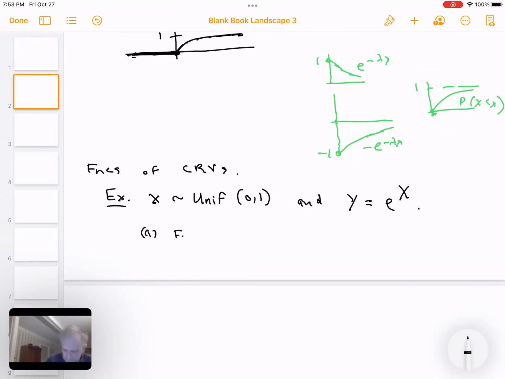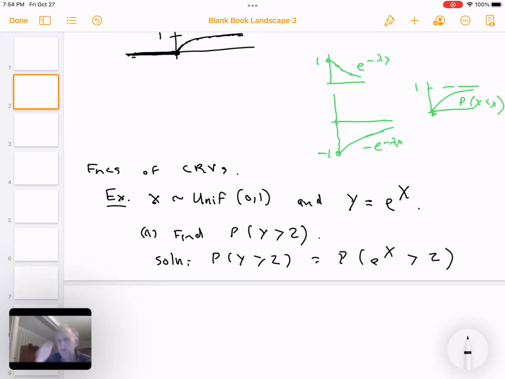A couple of questions. A: find, say, the probability that Y is greater than, I don't know, 2. Okay, how to do this? Well, Y is e to the capital X, and I understand the distribution of X completely. It's uniform 0, 1. So maybe I can answer it that way. Solution: probability Y greater than 2 is just equal to the probability e to the X is greater than 2. That's a sensible probabilistic statement.